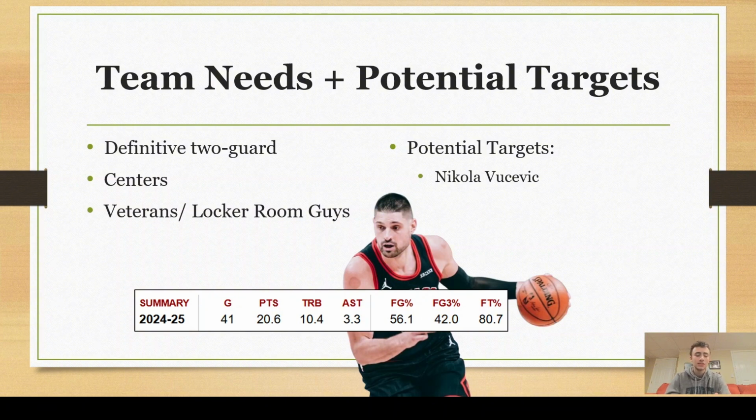Additionally, they need veterans and locker room guys. I feel like every team needs that, and if you're the Warriors, you just want to go all in for talent at this deadline, if you're planning on going all in at some point, as Steph Curry battles with time. The potential target I have for them is Nikola Vucevic. He's averaging 20.6 points per game and 10.4 rebounds, shooting very high splits from the field.